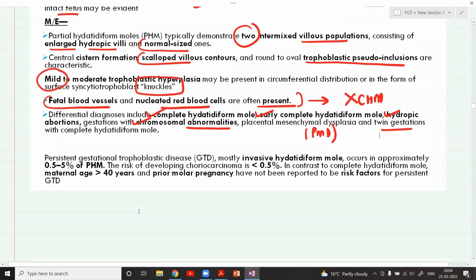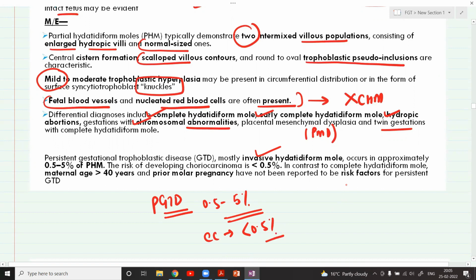Now, as we discussed in the case of a complete mole, the term persistent gestational trophoblastic disease, mostly the invasive H mole, occurs in approximately 0.5 to 5% of partial moles. So persistent disease can develop in 0.5 to 5%, and the risk is less compared to a complete mole. The risk of developing choriocarcinoma is less than 0.5%.